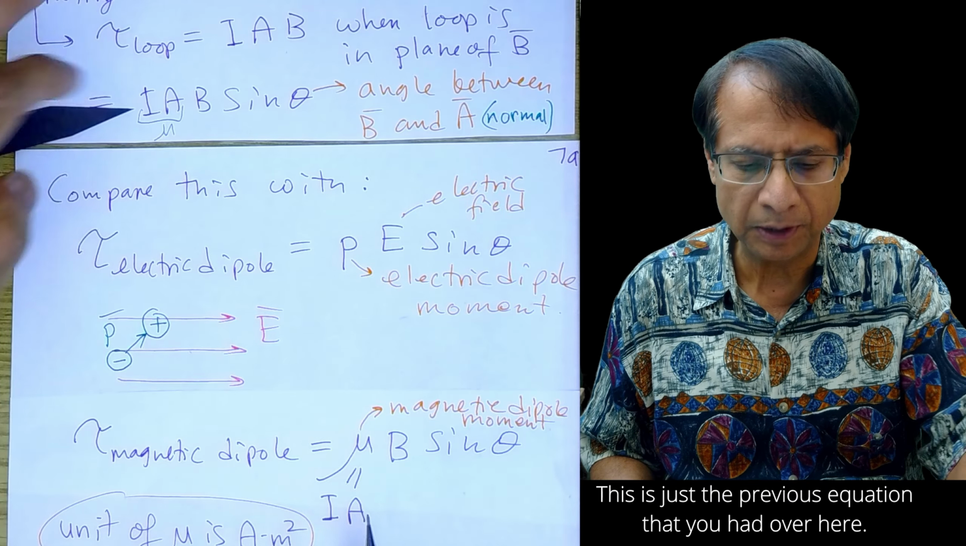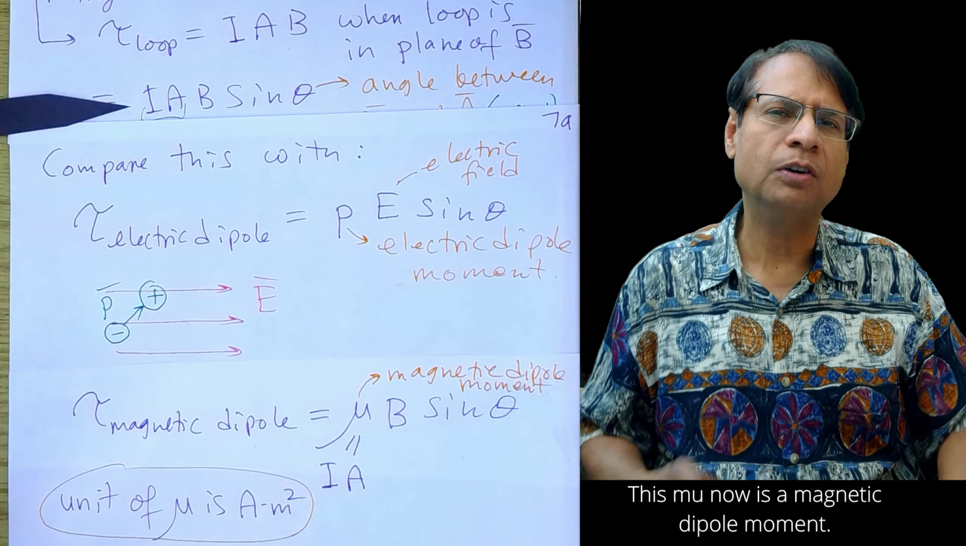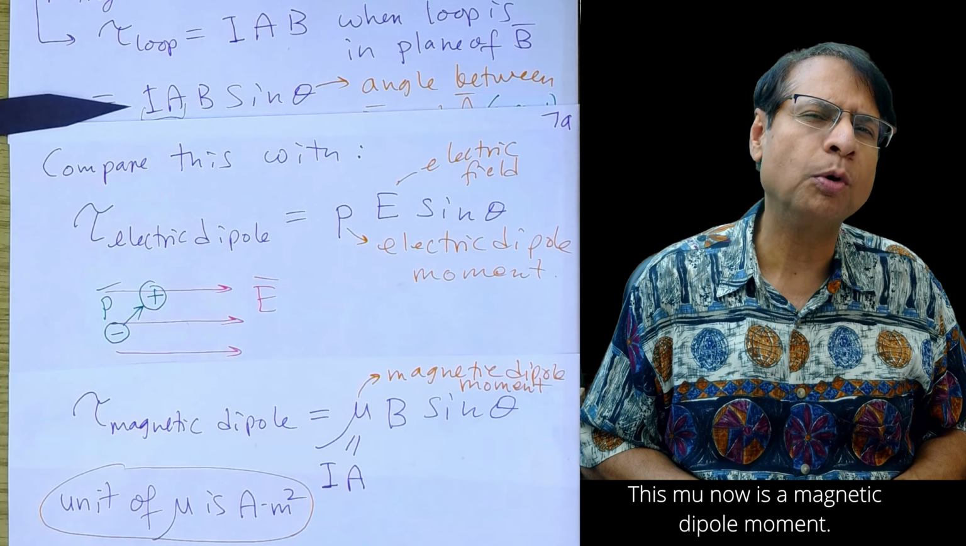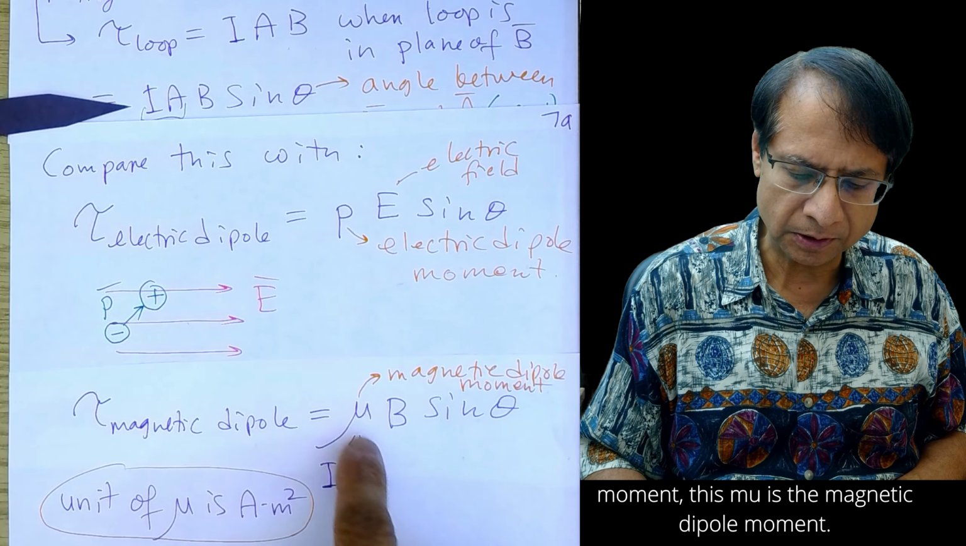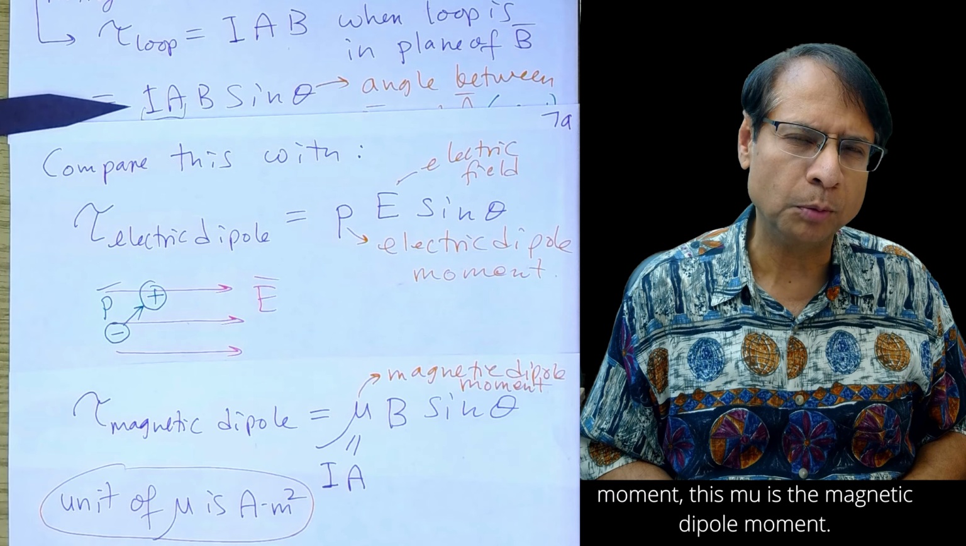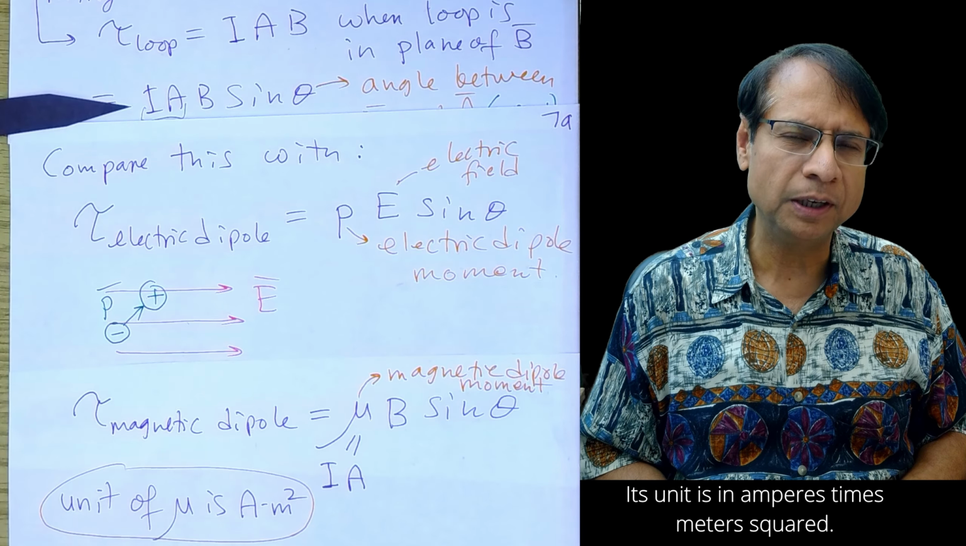So it's just this previous equation that you had over here. And this mu now is a magnetic dipole moment. Just as p was the electric dipole moment, this mu is the magnetic dipole moment. And its unit is amperes times meters squared.